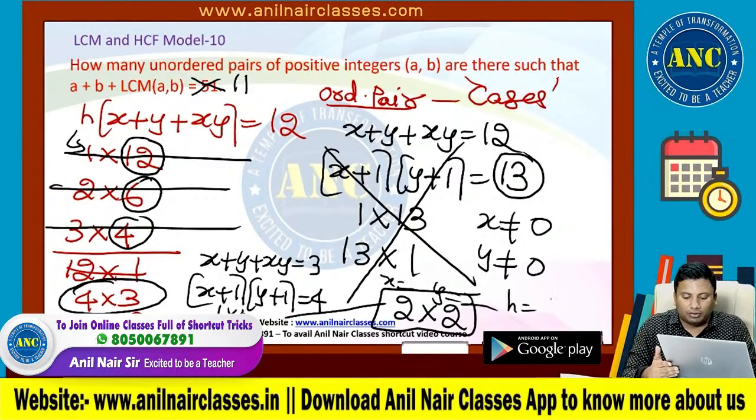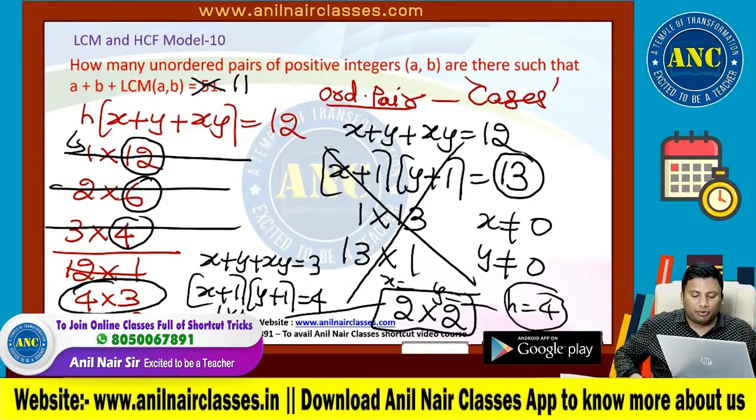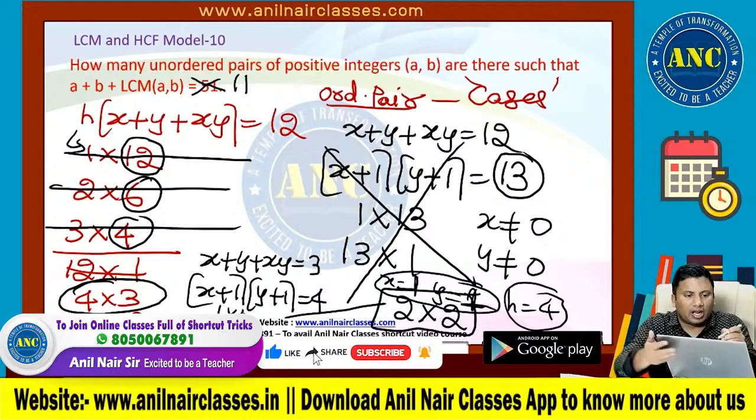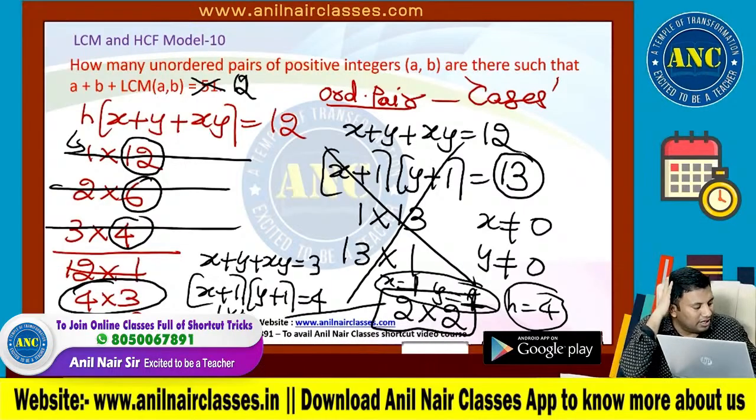When H is 4. Any calculation mistake? Please take care. Is the logic clear to you? Sorry, if it is 2 into 2, x is 1, y is 1. I took a composite number, right? So it is 12. Is it clear? Or should I repeat it once again?